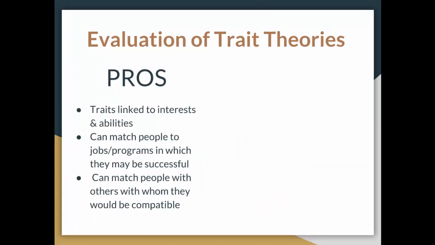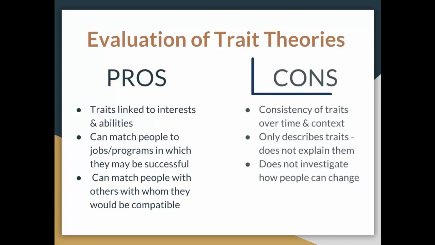Now, as we evaluate these trait theories, whether it's Allport's theory or Cattell's or the Big Five, the positives for these trait theories is that it really does a nice job of looking at what characteristics a person has, and based on those characteristics, what kinds of jobs would this person be very good at? What kinds of things would the person maybe be interested in? What kinds of other people could this person work well with or not work so well with? In fact, our different dating websites use these types of inventories to help match people with someone with whom they might be compatible.